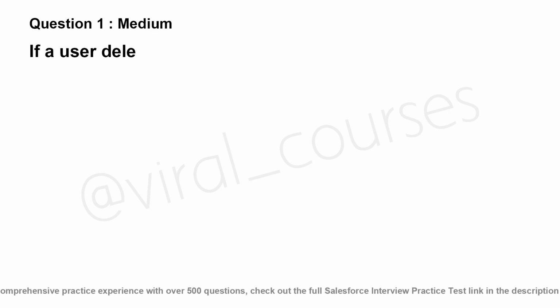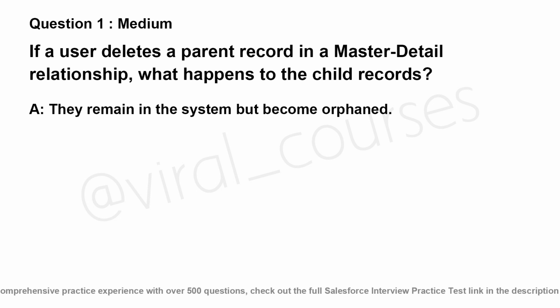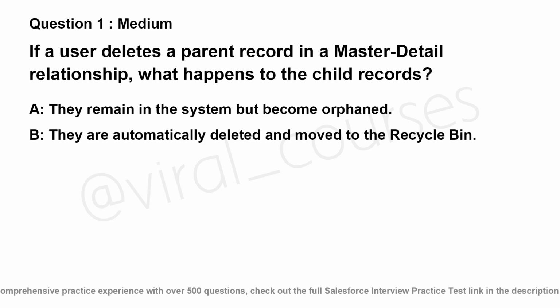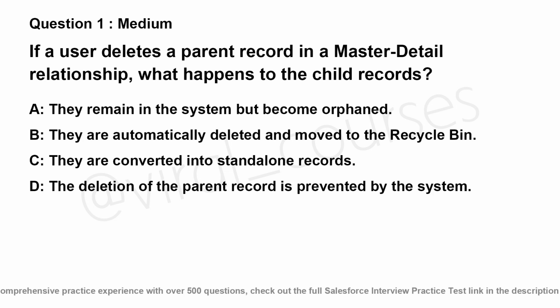If a user deletes a parent record in a master detail relationship, what happens to the child records? Option A. They remain in the system but become orphaned. Option B. They are automatically deleted and moved to the recycle bin. Option C. They are converted into standalone records. Option D. The deletion of the parent record is prevented by the system.